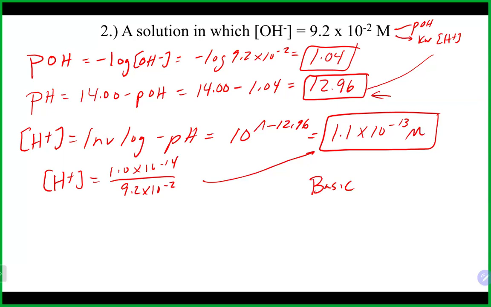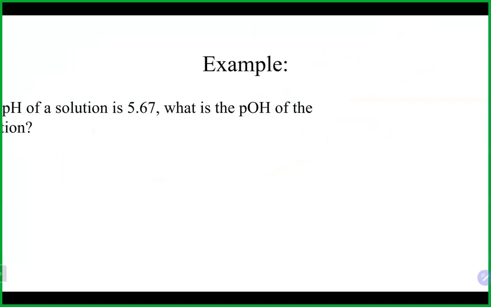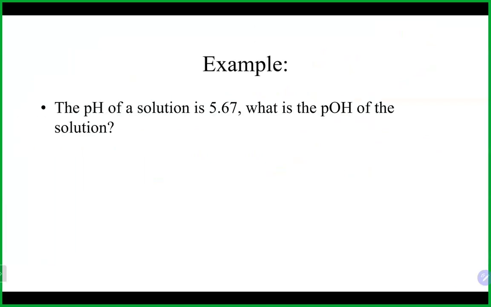All right. Let's do a few more here, just to make sure. All right, the pH of a solution is 5.67. Let's just do all this here. Also do the H plus, the OH minus, and is it acidic, basic, or neutral? All right, so let's take a look.